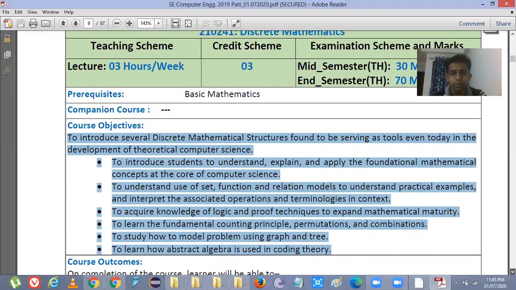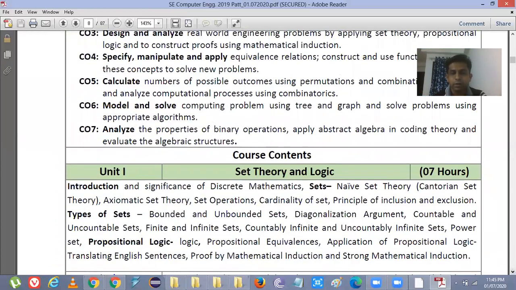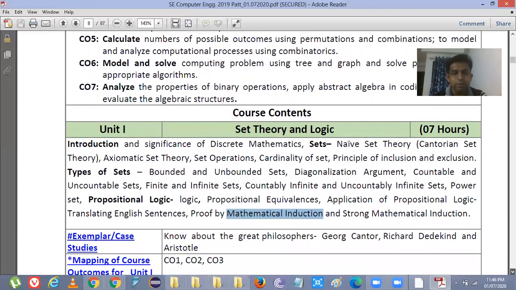Then the first unit of this subject is set theory and logic. In this unit, we need to study the set, different operations on the set, principle of inclusion and exclusion, different types of sets: finite set, infinite set, bounded set, unbounded set, then the propositional logic. What is the application of this logic? Then we need to study a very important topic, mathematical induction. After that, the second unit is relations and functions.